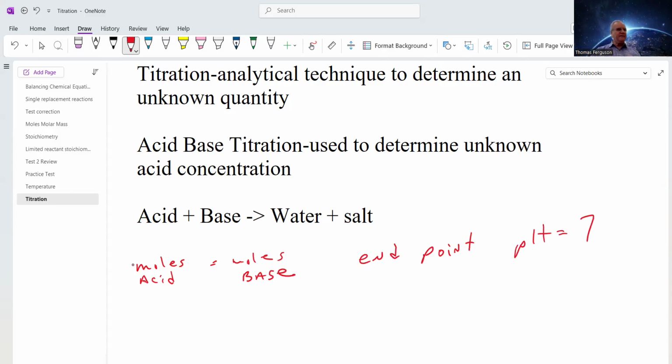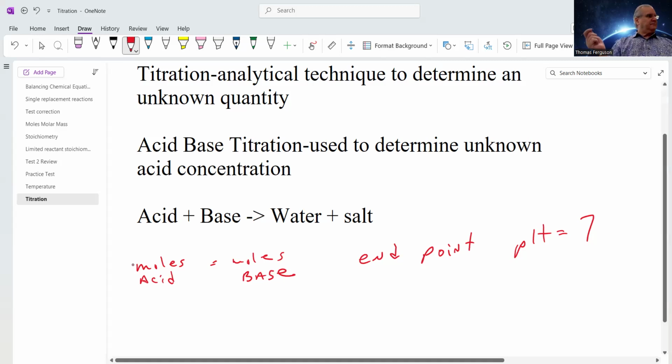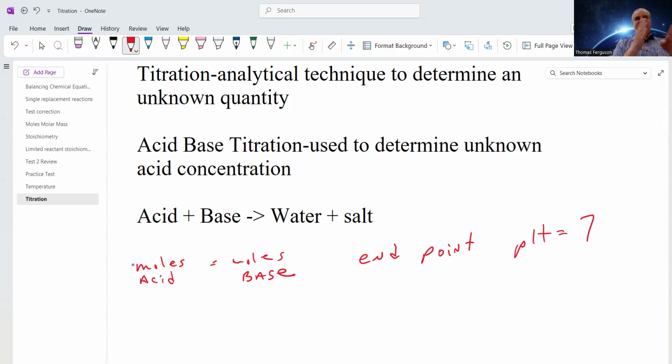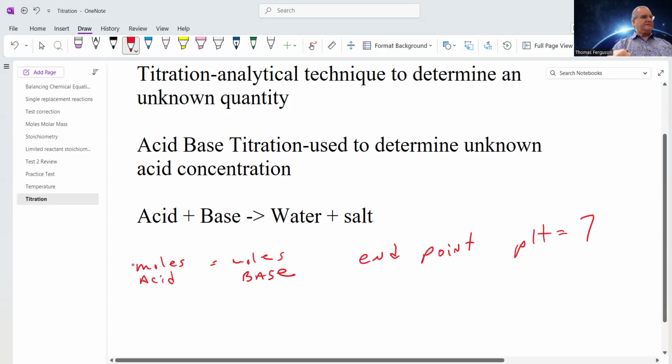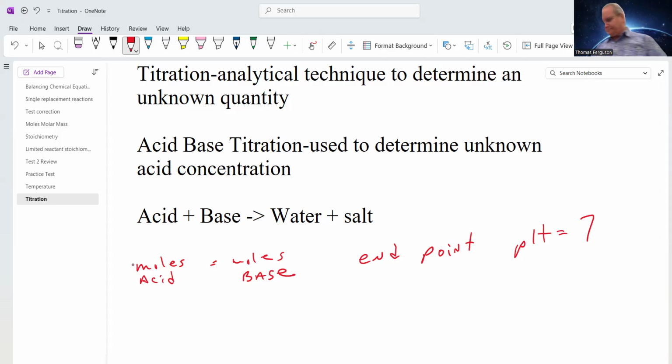Now, you can determine that two ways, a cheap way and an expensive way. Guess which is easier? The expensive way, right? If you use a pH meter, it'll give you a pH. So what you do is you mix these two together, and when the pH is at 7, you stop adding. And then from there, you can calculate moles of either base or acid. Okay, the cheap way is using a chemical called an indicator.